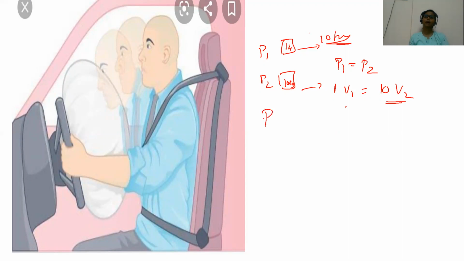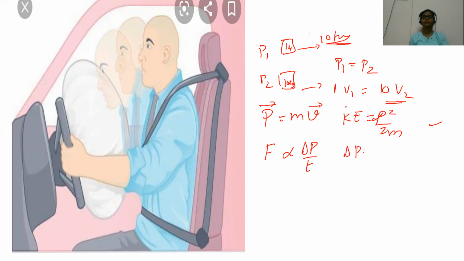So let's conclude all the formulas we learned. Momentum is mass into velocity. Also, children, we can calculate kinetic energy, which equals P square by 2m. Force is proportional to the rate of change of momentum, or we can write delta P equals F into T, that is, change of momentum is force into time. Or also we can write F equals mass into acceleration. So we have learned all these terms, and based on this we can easily solve the problems.